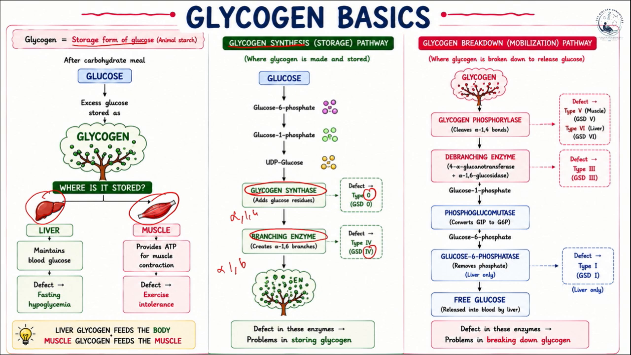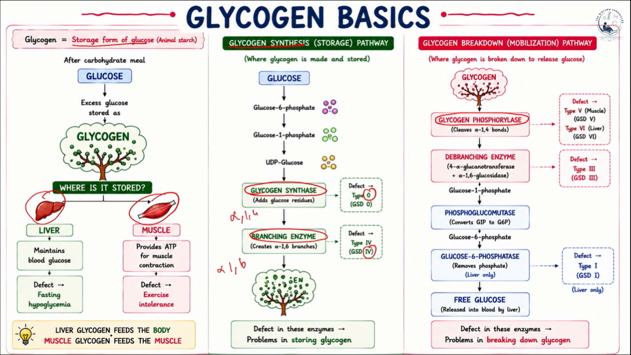So when you need energy or when you are fasting, this glycogen is broken down, and again here the rate limiting enzyme is glycogen phosphorylase. In biochemistry, it is important to know the rate limiting enzymes. With a nice mnemonic, I have attached a video below. You can go and check it out.